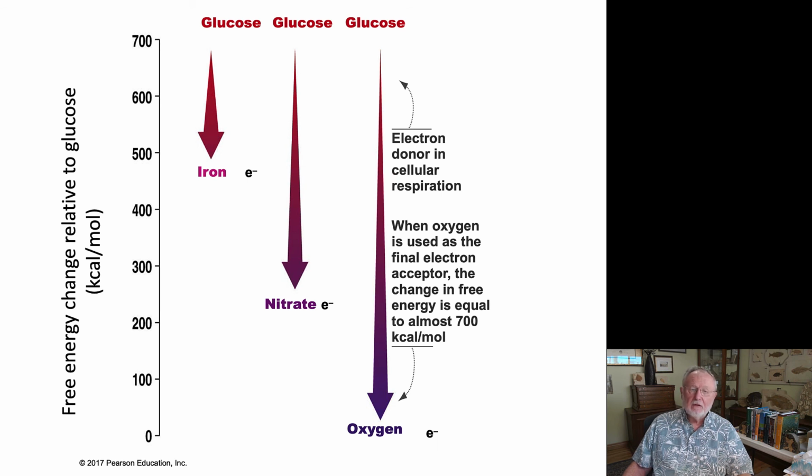The magnitude of the drops, the free energy exchange from glucose to iron, glucose to nitrate, glucose to oxygen, differ. The reaction that's going to give you the most energy for ATP is, of course, glucose combining with oxygen.